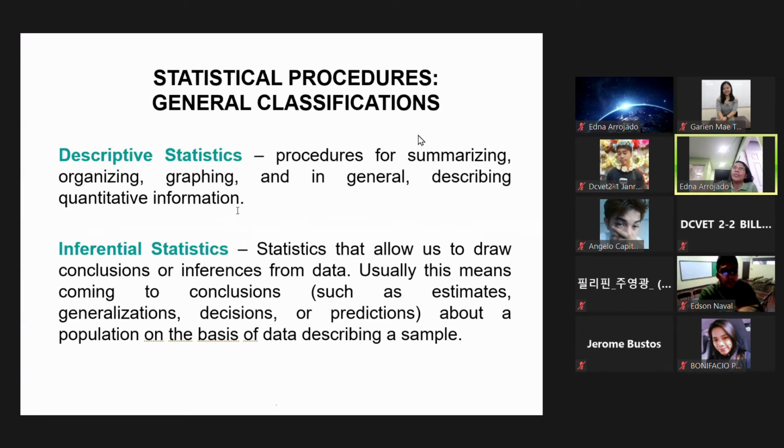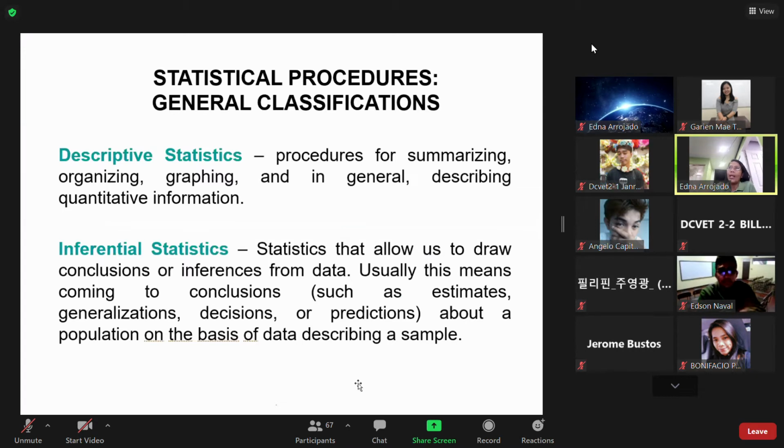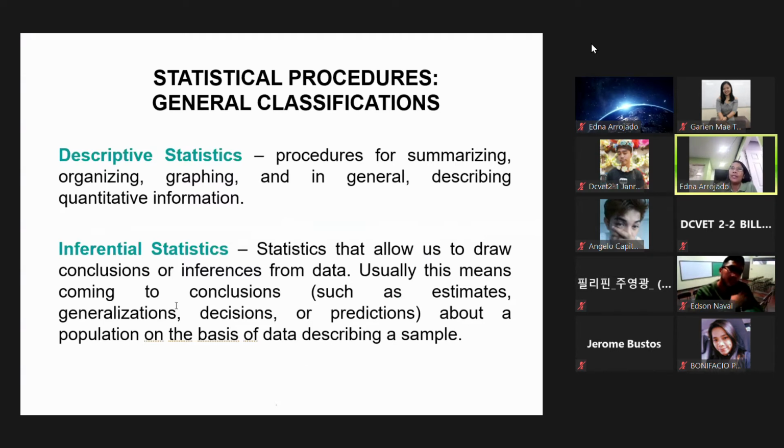Inferences from data. So, the first one is to describe the quantitative information. The second is to draw conclusions from the data. Usually, this means coming to conclusions such as estimates, generalizations, decisions, or predictions about a population of data describing a sample. So that is under a statistical procedure and the general classification.